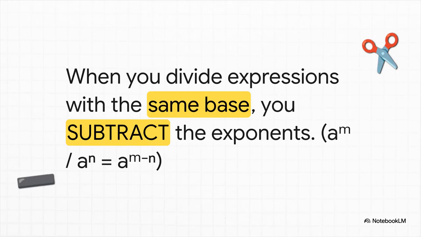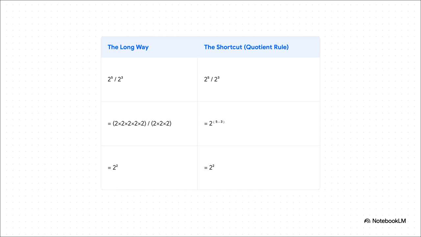And next up, we have the quotient rule. And, just like you'd expect, it's the logical opposite of the last one. If you're dividing powers with the same base, you just keep that base and, you guessed it, you subtract the exponents. And yeah, we're going to prove this one too.